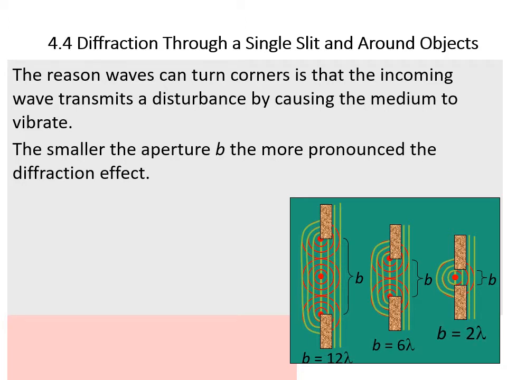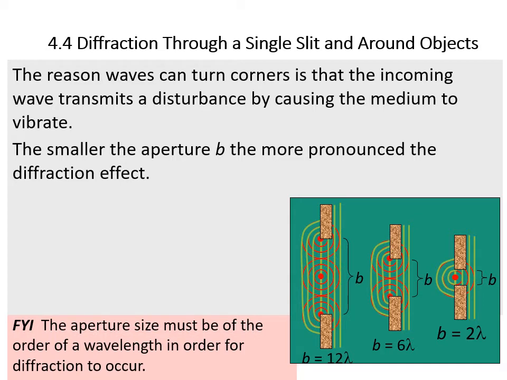You can see the apertures are labeled in multiples of the wavelength. The aperture size must be of the same order as the wavelength in order for diffraction to occur. So it must be around the same magnitude as the wavelength for diffraction to occur.